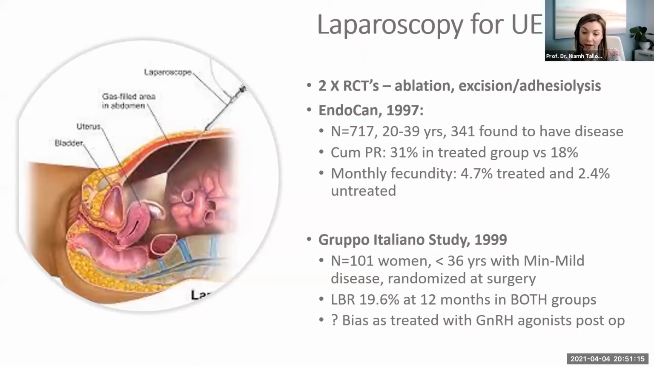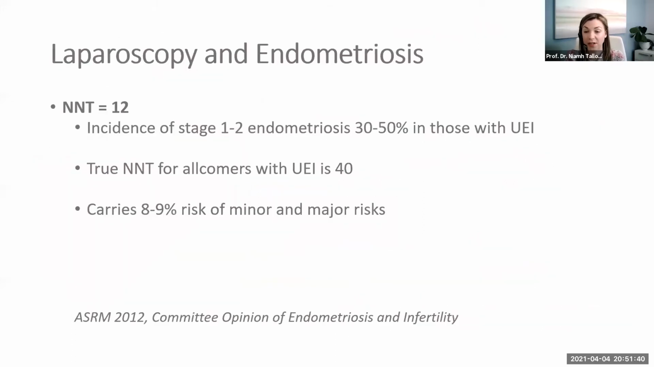In the Gruppo Italiano study, they took patients with already predefined minimal to mild disease on laparoscopy and then randomized whether they would have surgery or not. So they had a comparison group with the disease that didn't have surgery, and what they showed was the live birth rates were the same in both groups. There are some questions around perhaps biases and how they were treated post-op, but ultimately it leaves you with this. The number needed to treat is about 12 if there was endometriosis found.